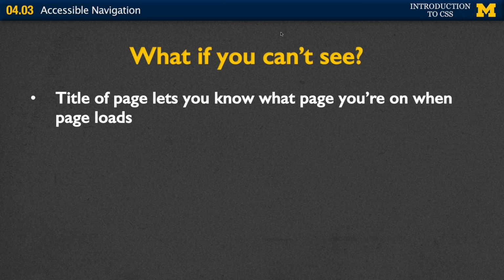And not just the proper coding, but there are a lot of stylistic issues you need to think about when you're doing this. So, what if you can't see? The first place that you get information is from the title of the page. You want to make sure that your title is short, but also lets the user know how this page is different from other pages at your site.